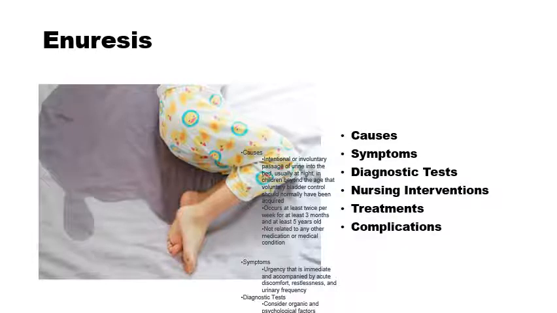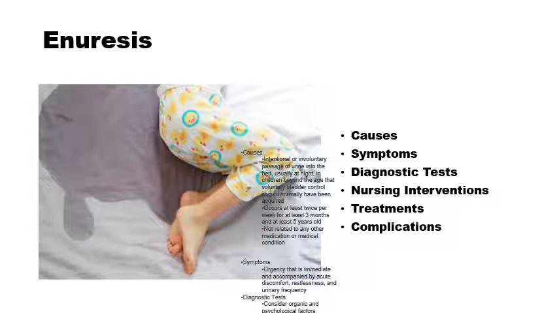Enuresis is the intentional or involuntary passage of urine into the bed, which usually happens at night, so this is bedwetting. This is going to be in children beyond the age that voluntary bladder control should normally have been acquired. So bedwetting past 4-5 years old, when they should have that training. It's going to usually occur at night, and it's going to have to occur for this diagnosis to be in place at least twice per week for at least 3 months, and they have to be at least 5 years old.